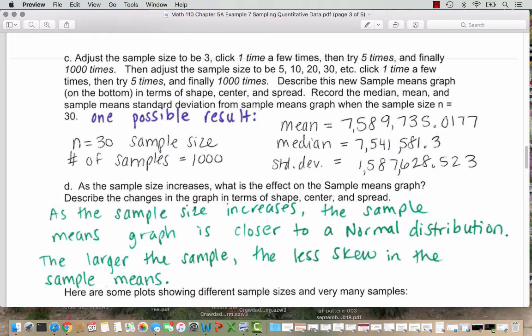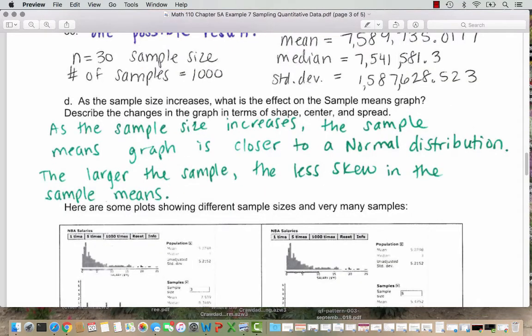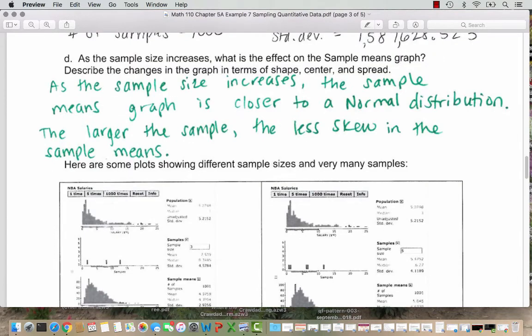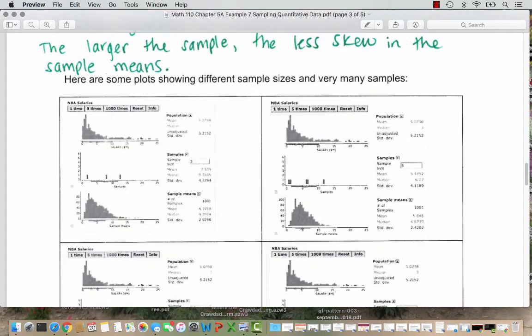So we want to explain, as the sample size increases, what is the effect on the sample means graph, and to describe the changes that we saw in the graph. So to summarize, as the sample size increases, the sample means graph is closer to a normal distribution. The larger the sample, the less skew in the sample means. And that makes sense because as we're sampling larger samples, we're losing the influence of the outliers. In this case, our outliers were very high salaries from players like Steph Curry and LeBron James.